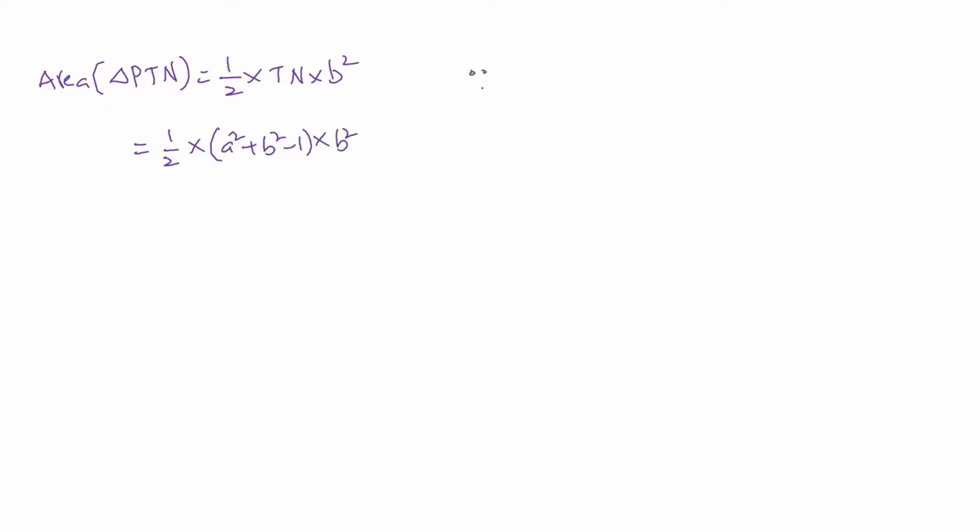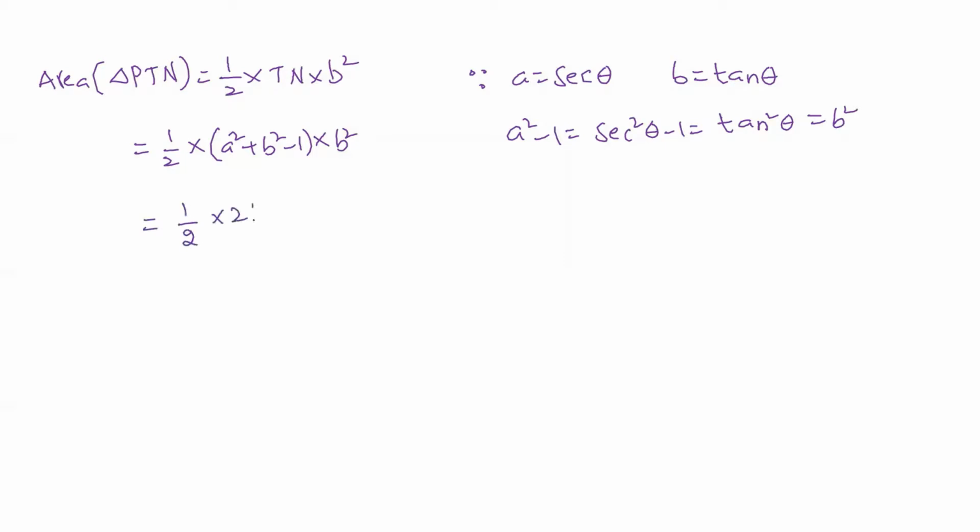But we already know some relation, that is a is going to be equal to sec theta and b is going to be equal to tan theta. So using this one, we can modify this one. How we can do that one? So a square minus 1 can be written as secant square theta minus 1, which is going to be equal to tan square theta, so can be taken as b square. So here this a square minus 1 is replaced with b square. So this term will simply become 2b square. So this is going to be equal to 1/2 times 2b square times b square we are going to get. So the required delta they're asking is going to be equal to b raised to 4.